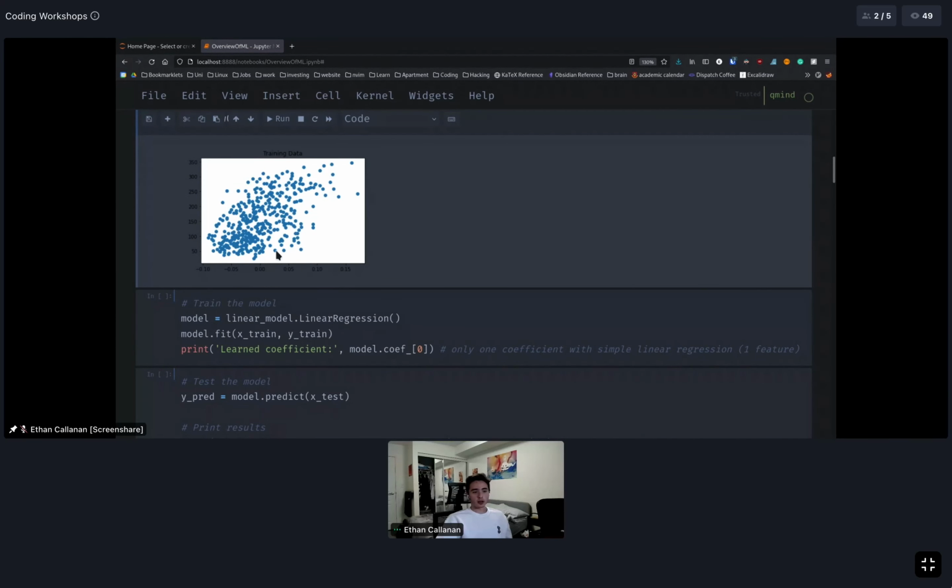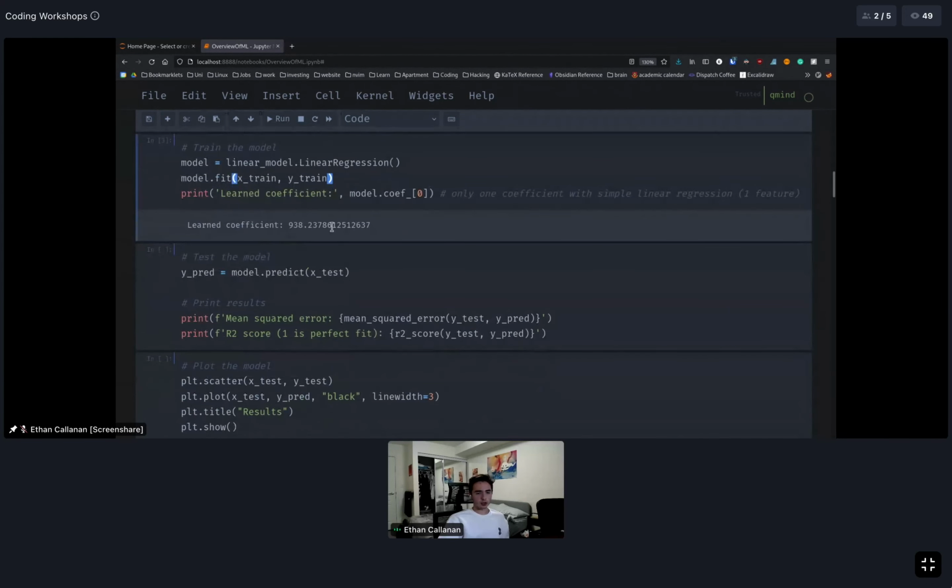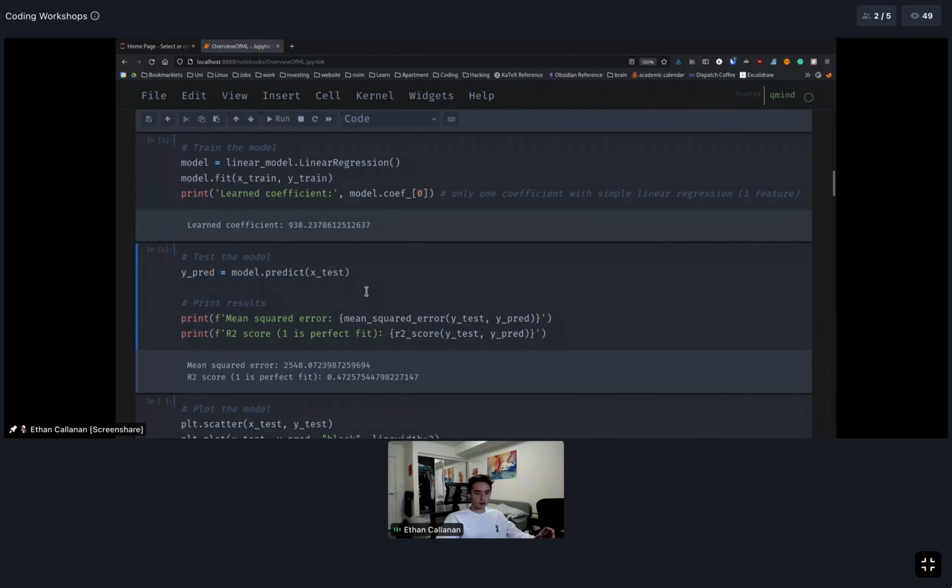To build a model in sklearn, it's as simple as importing their linear model and telling it that you're making a linear model, model.fit, and there you go. It will fit a linear model to your data and let you know how it did. So here it's found its coefficient, which would just be the slope of the line in this case. And then we can make a prediction with just model.predict on our test data. And here I'll print out how it did.